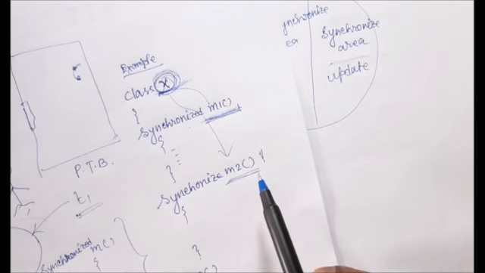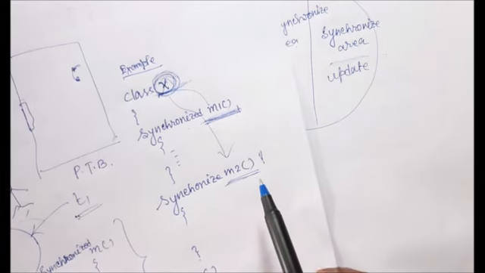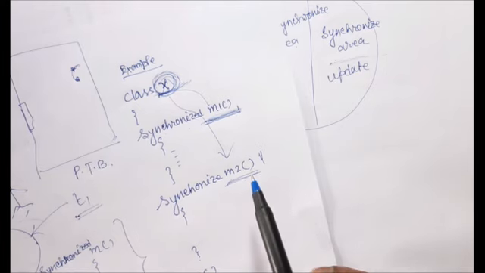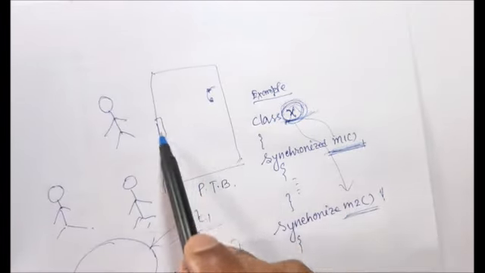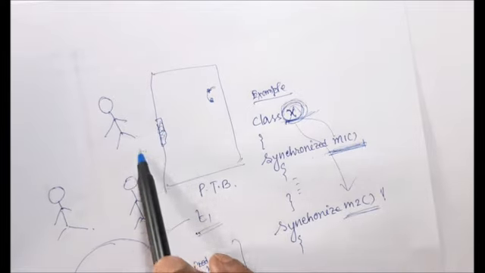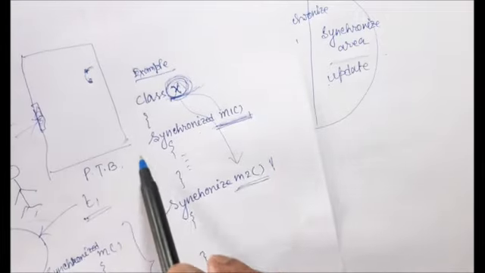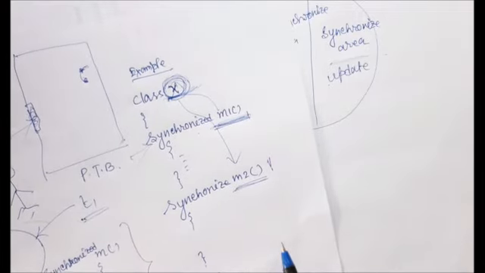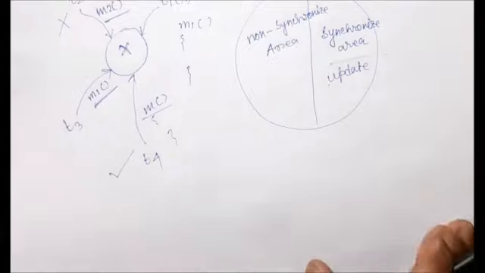Why? Because every object in Java has only one lock. Only one lock. You can compare it with this telephone booth, only one lock is there to open the door, or you can say to access this method, only one lock is available. So we can write in this way how to implement this code.